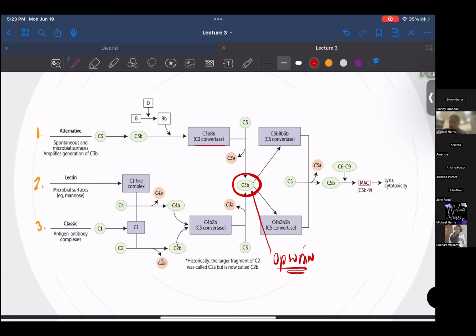Okay, the other big thing to know is C5a. C5a plays the same kind of part as IL-8. If you remember, IL-8 deals with chemotaxis of neutrophils.